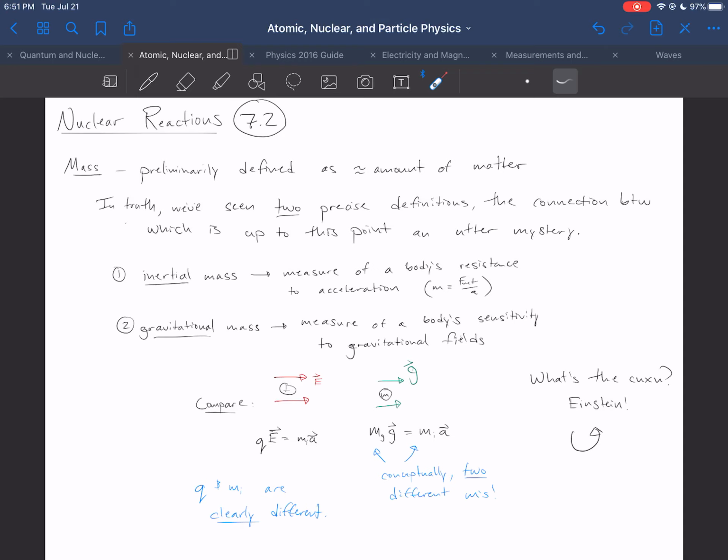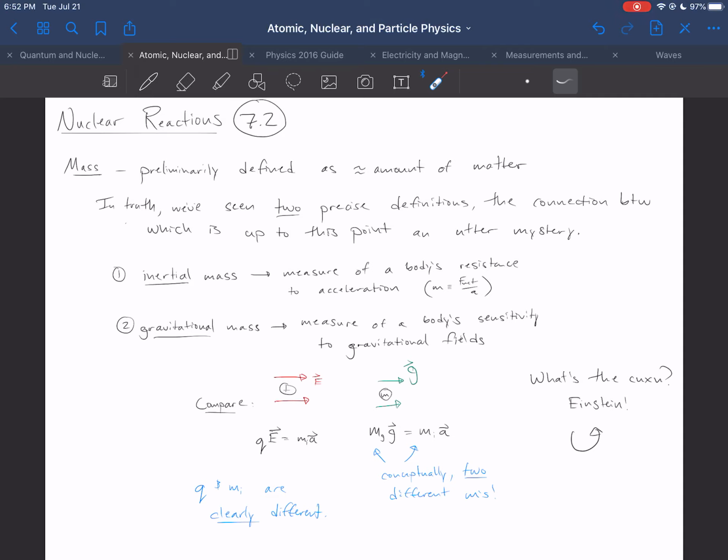Now, we've seen the concept of mass before. When we first ran into mass, we preliminarily defined it as the amount of matter, or amount of stuff. That captures our basic intuitions about what mass is and how it works, and is not a bad working definition for a lot of science and a lot of physics.